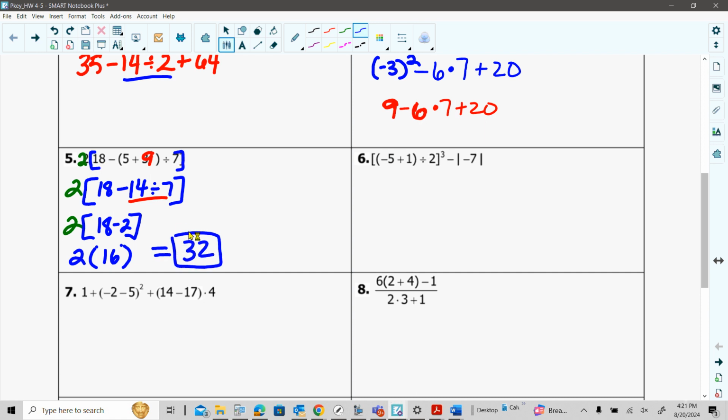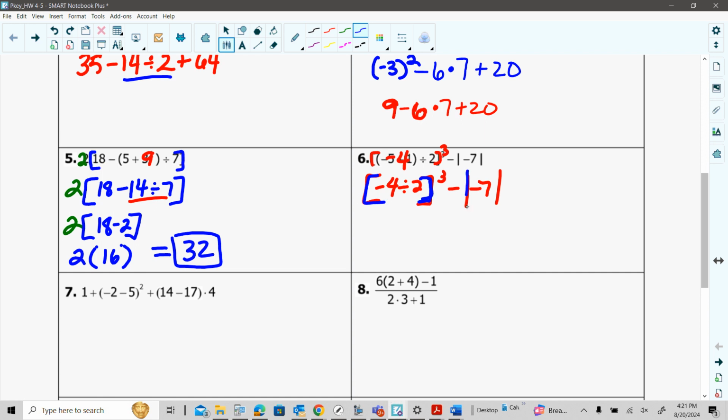So for number 6, because we have brackets again, we also have this exponent of 3 outside the bracket. So we need to do everything inside this bracket first. This negative 5 and plus 1 is going to turn this into a negative 4 here, divided by 2. So negative 4 is getting divided by 2 inside the bracket, raised to the 3rd power, minus the absolute value of 7.